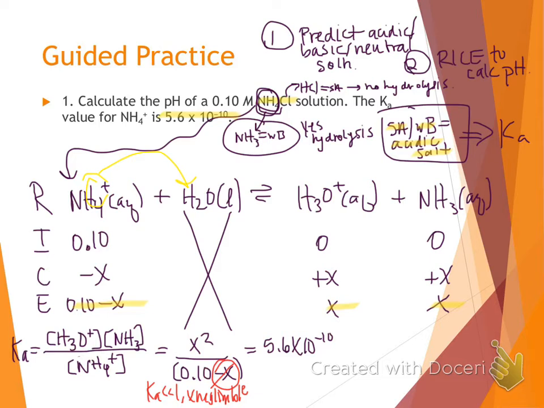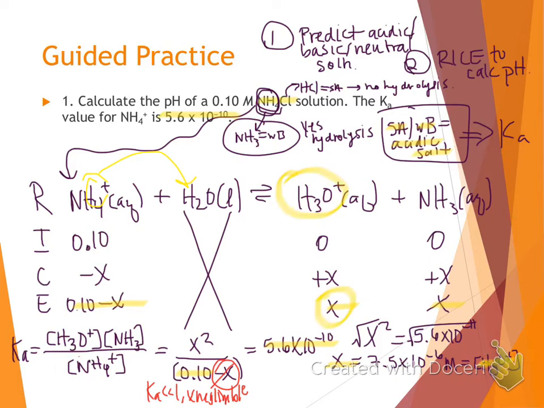When we multiply our Ka value times that 0.1, we'll find that our x squared is equal to 5.6 times 10 to the negative 11. We'll take the square root of both sides to find our x, which is 7.5 times 10 to the negative 6. Well, our x is also equal to our H3O+ concentration, as we can see in our RICE table.